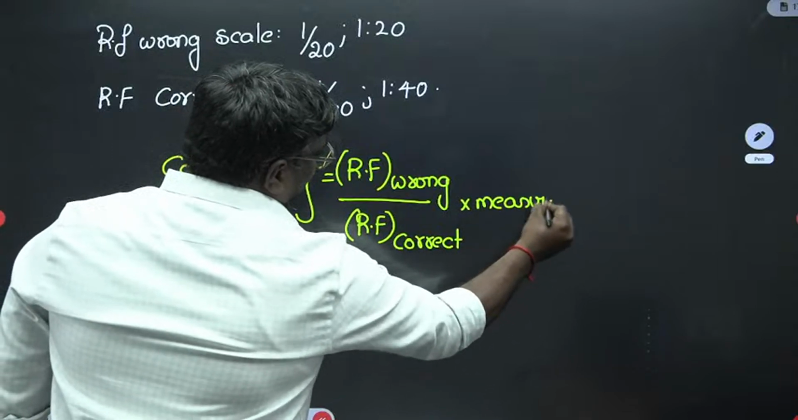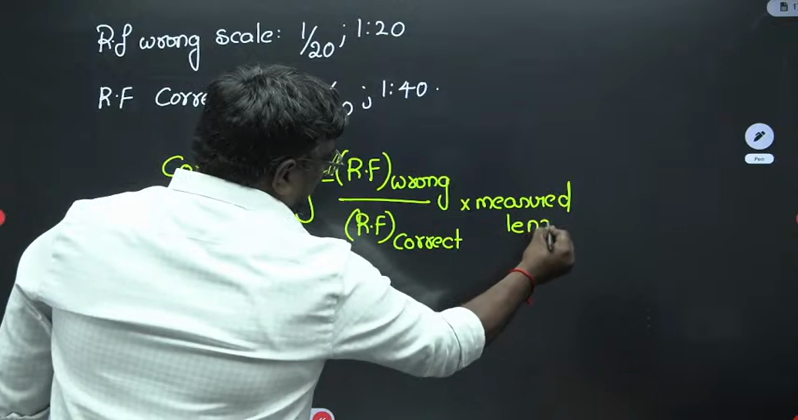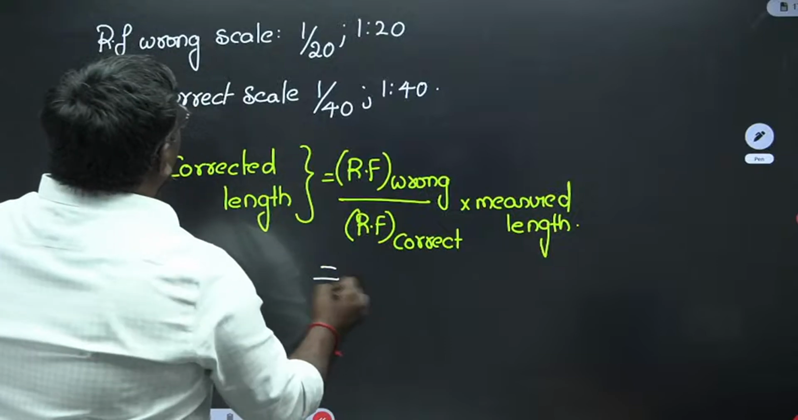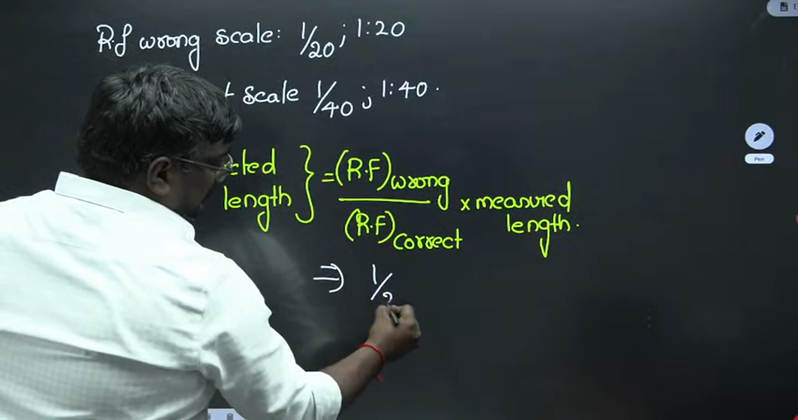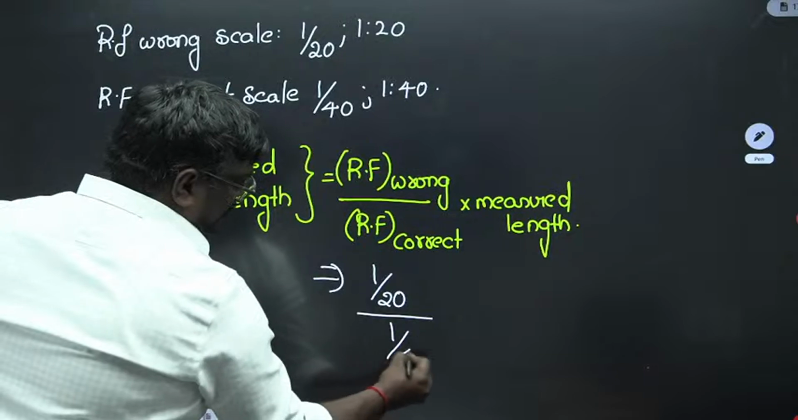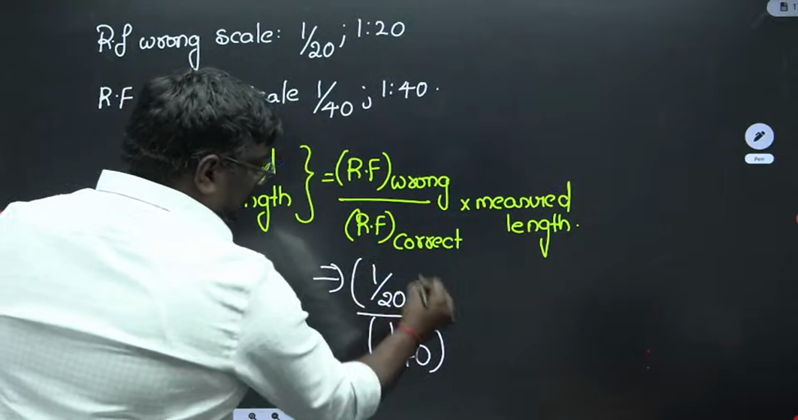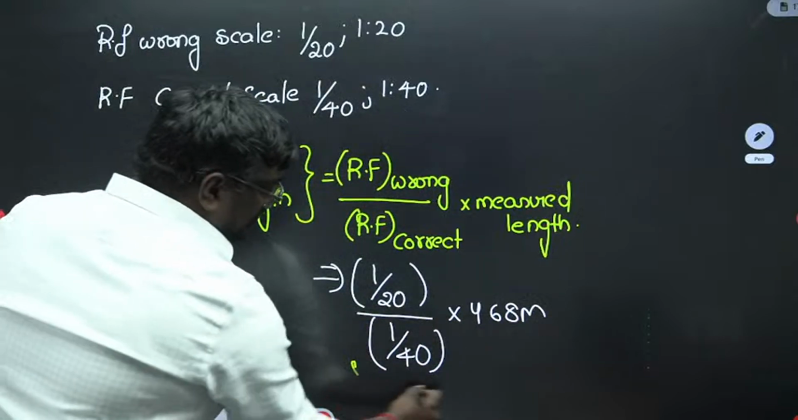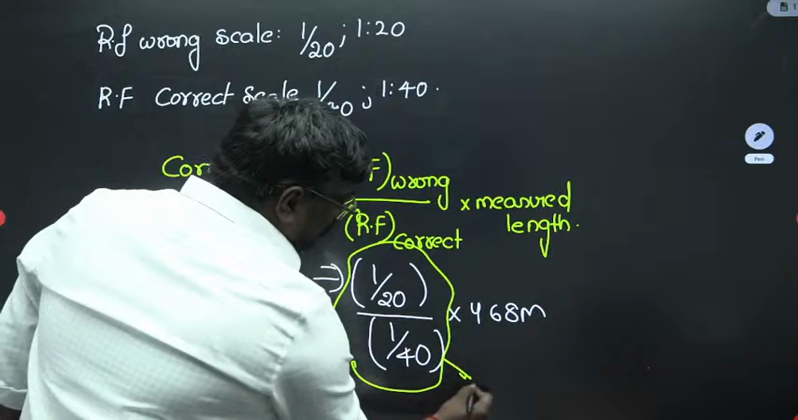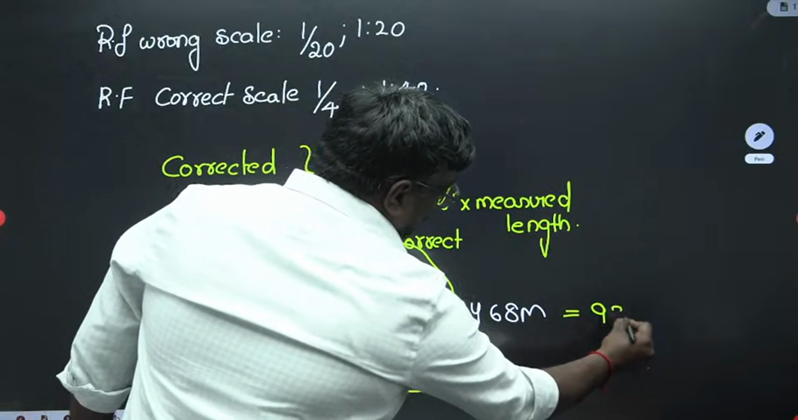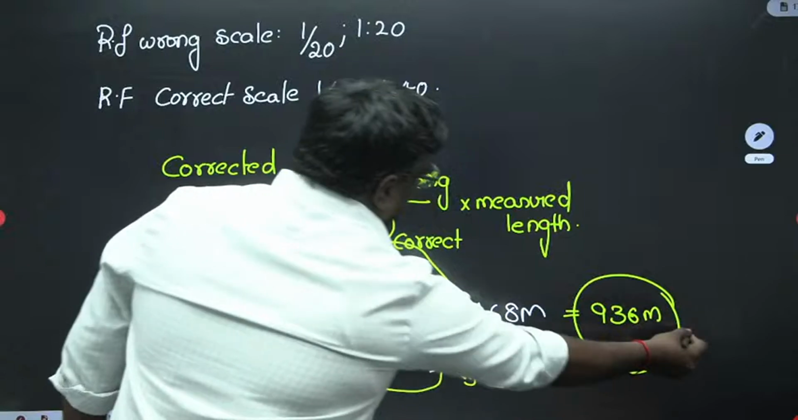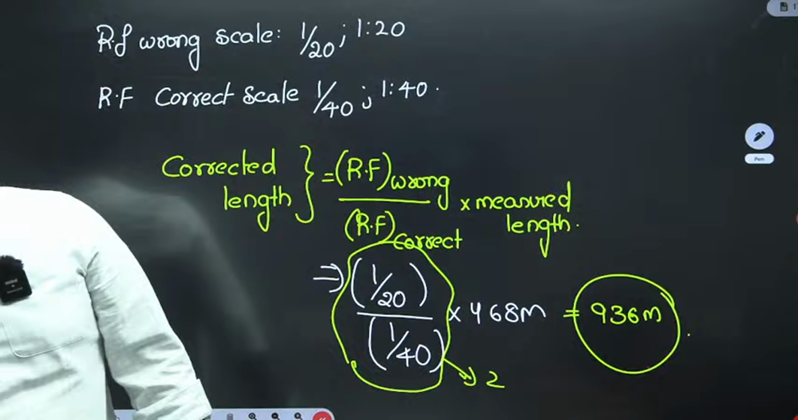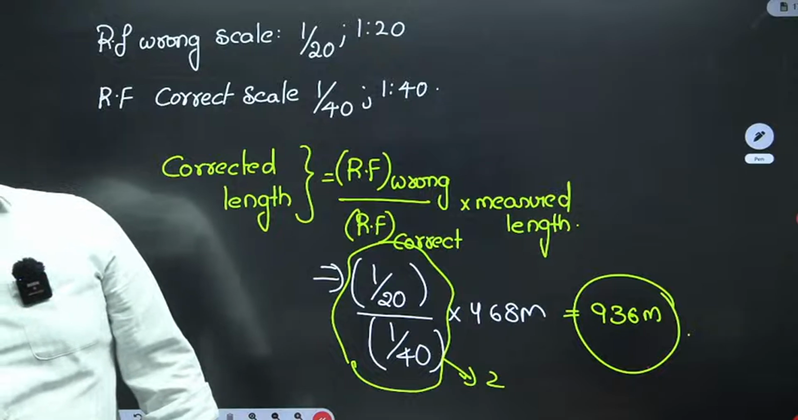Here the measured length is given as 468 meters. The wrong scale is 1/20, divided by 1/40, and this into 468 meters. This value will be equal to 2, so 2 into 468 will be 936 meters. So the corrected length will be 936 meters. I hope you are clear, my dear students. Any doubts in this? You can ask me.